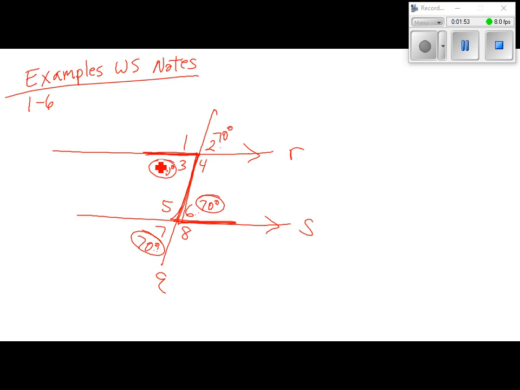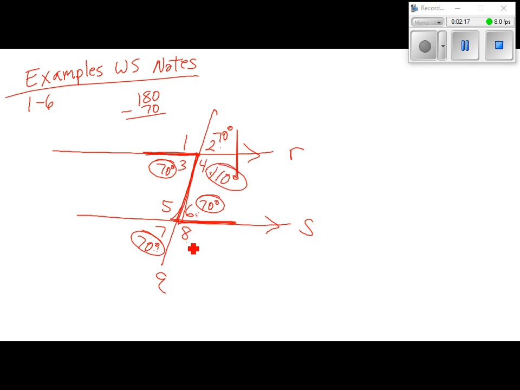I also know that, let's say angle 6 and angle 4, they're the roommates. So they have to be supplementary. They have to add up to 180. So I can do 180 minus 70, which is 110. So angle 4 has to be 110 degrees.